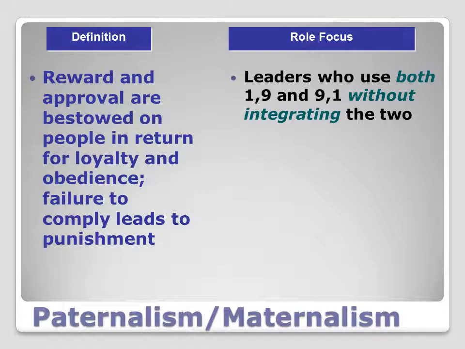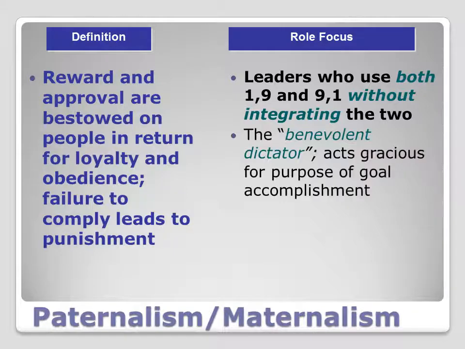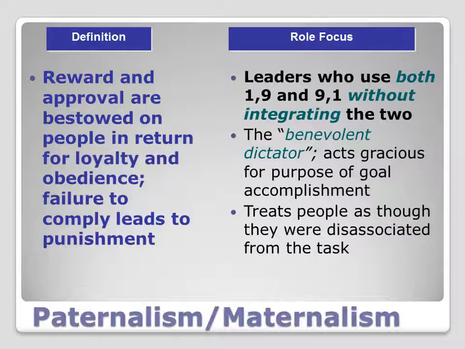So these are leaders who use both of those quadrants without integrating the two, and that's important. They don't integrate them. So they're either heavy on relationship with you because you're sort of in with them, because you're loyal or obedient, or they're really heavy on driving you to task and not very high on relationship because you're not loyal or obedient to them. This is often termed the benevolent dictator. This person acts gracious for the purpose of goal accomplishment, and that's pretty much what they're trying to do. They treat people in this case as though they are disassociated from the task at hand. So basically it all has to do with the relationship with the leader and very little to do with the task. And so there's a division there.